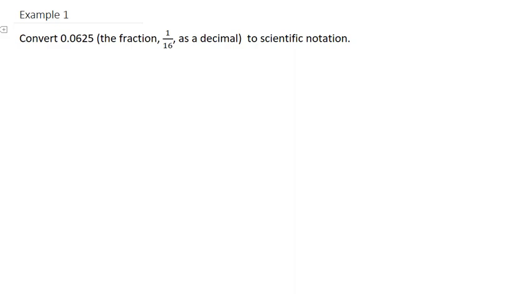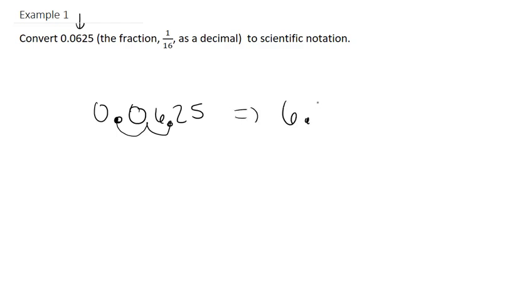Example 1. Convert 0.0625, which is the fraction 1/16 as a decimal, to scientific notation. So we need to have a number, and only one, to the left of the decimal. So that means we need to move this decimal. And when we move this decimal, we're moving it to the right, as these are just zeros. So we move it 1, 2, and we end right there. So now we have 6.25.